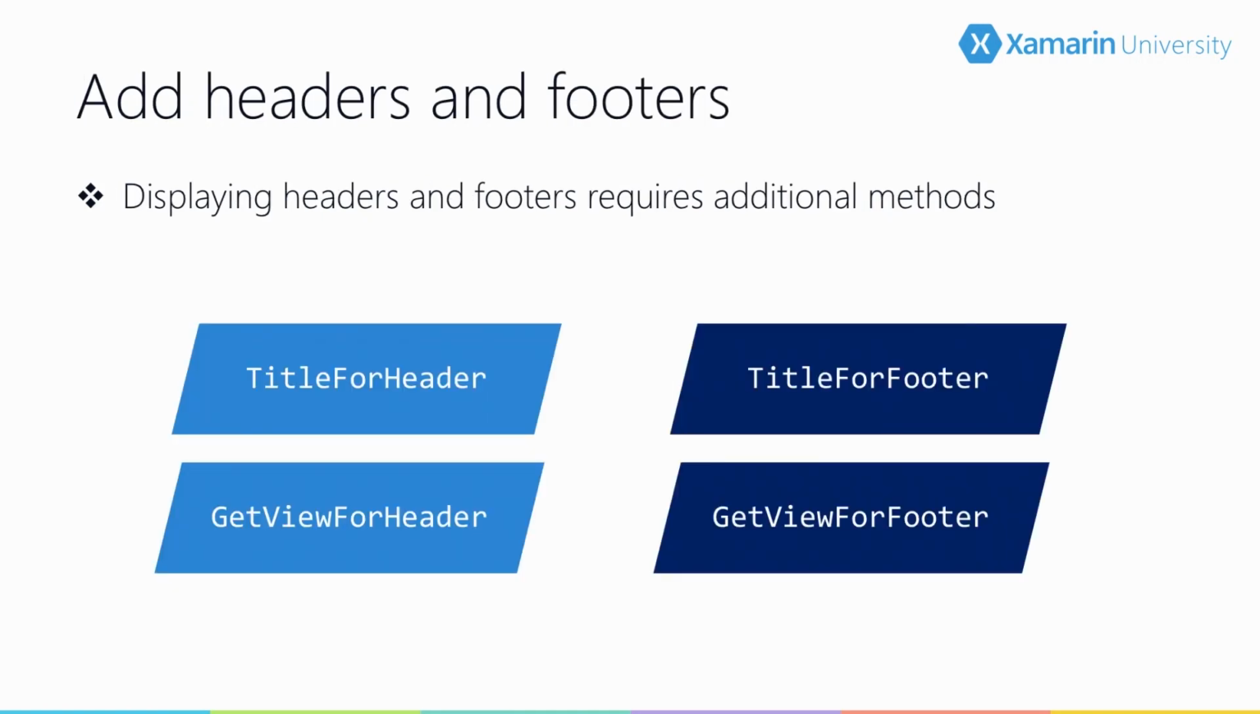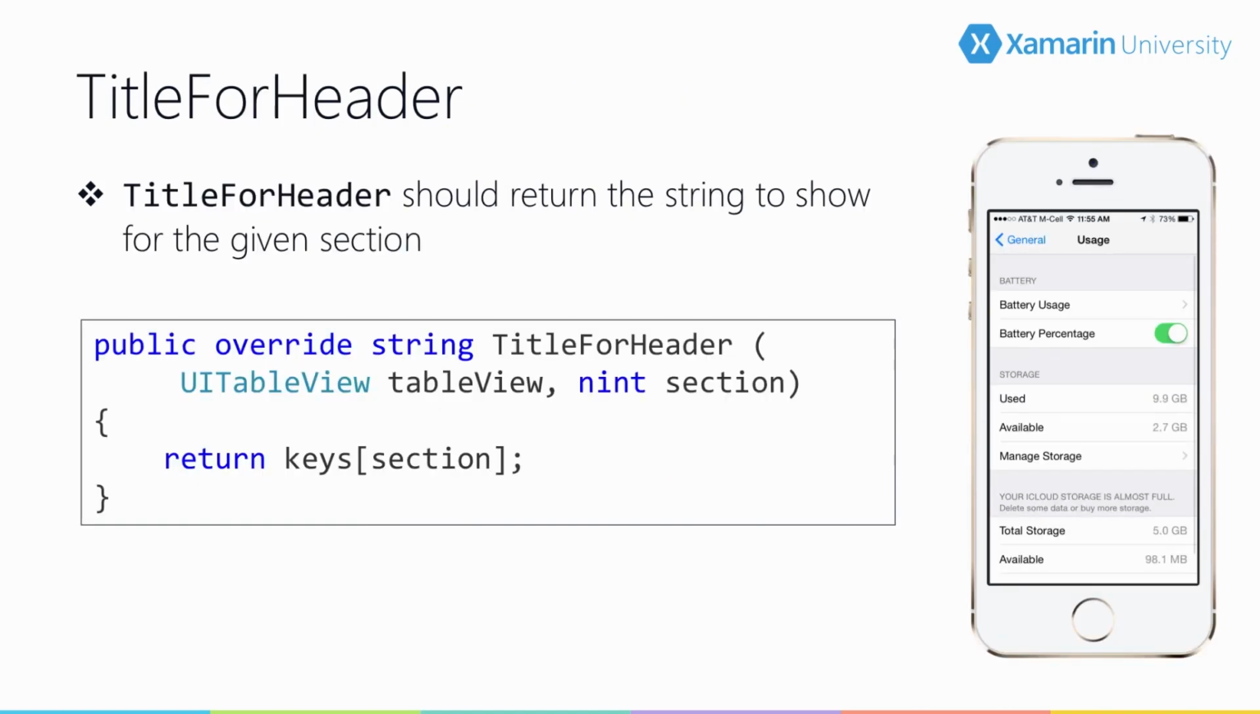To display simple text cells for the header, override TitleForHeader. If more control is needed, a custom view can be provided by overriding GetViewForHeader. These two methods are mutually exclusive. Use one or the other. The same is true for footer. The TitleForHeader method returns a string to be displayed as a header for each section.